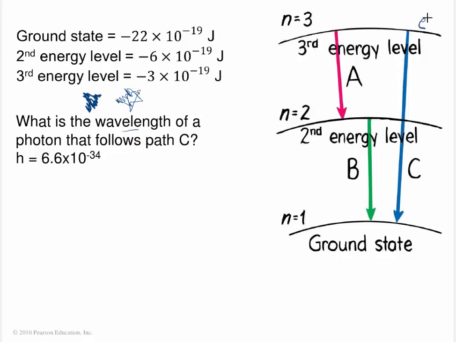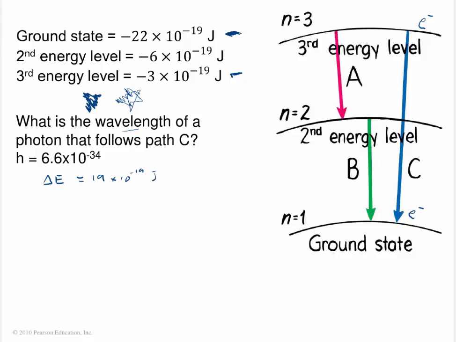So here we're going to have an electron, and technically it's an electron that's going to emit the photon. It's going to follow path C. So what we can do is take the energy level difference, and that's going to be the energy level from the third energy level down to this one right over here. And the change in energy is actually going to be probably 19 times 10 to the negative 19th joules.